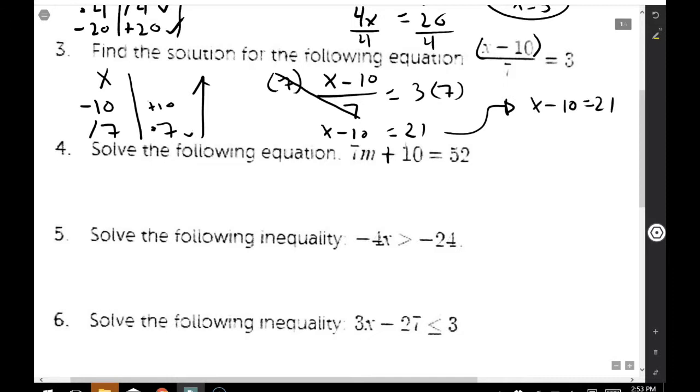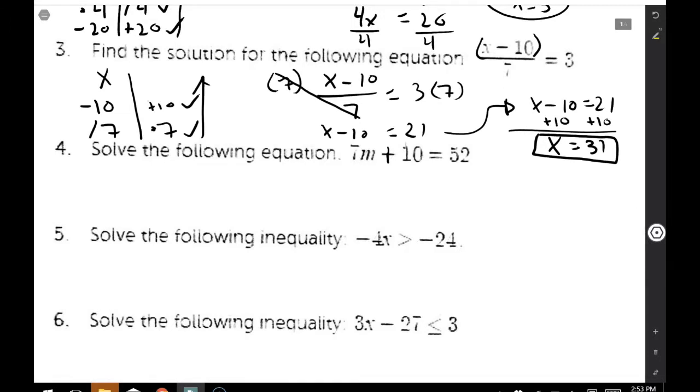I just did that step. I just multiplied by 7. Next, I need to add 10. Again, I'm just undoing everything so that I can get one x by itself. 21 plus 10 is 31. We can actually check our work here, right? 31, take away 10 is 21. 21 split into 7 groups is 3. So we're just working backwards.